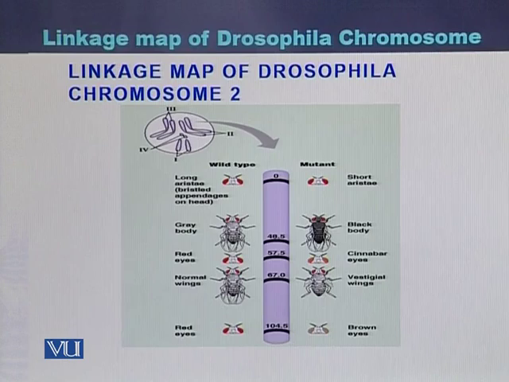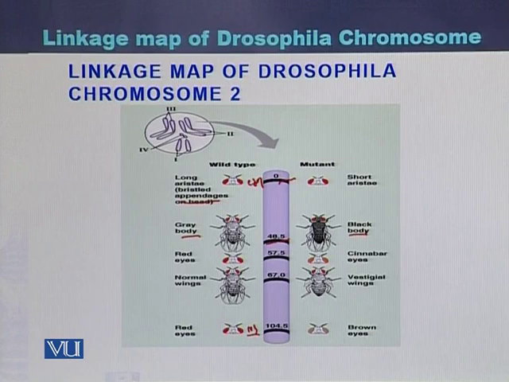In this case, we can see different genes and their locations. This is centimorgan 0 and the length of this chromosome is 104 centimorgan. The first gene, for bristled appendages, is on centimorgan 0, while the gray body gene or the black body gene is present at centimorgan 48.5.